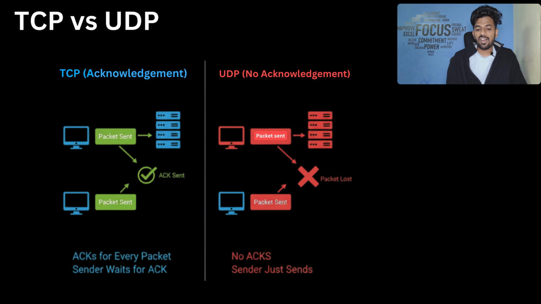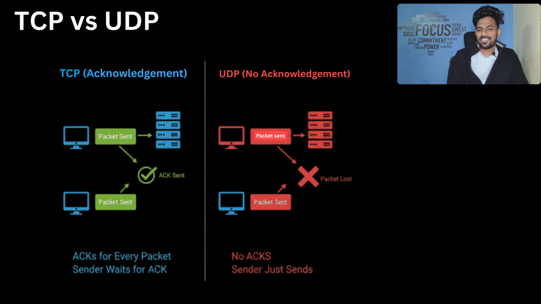The third one is acknowledgement. In TCP, each and every packet is acknowledged by the receiver. Only then will the sender send the next packet. Otherwise, it will keep retransmitting the lost packets. With UDP, there is no acknowledgement. The sender never knows whether the data was received or not.